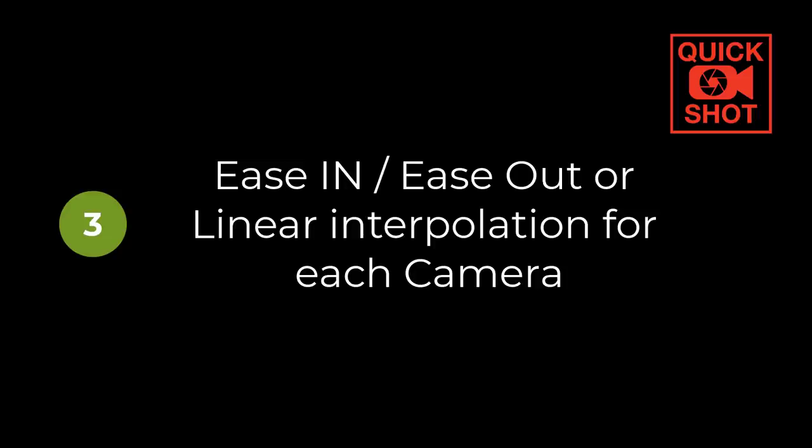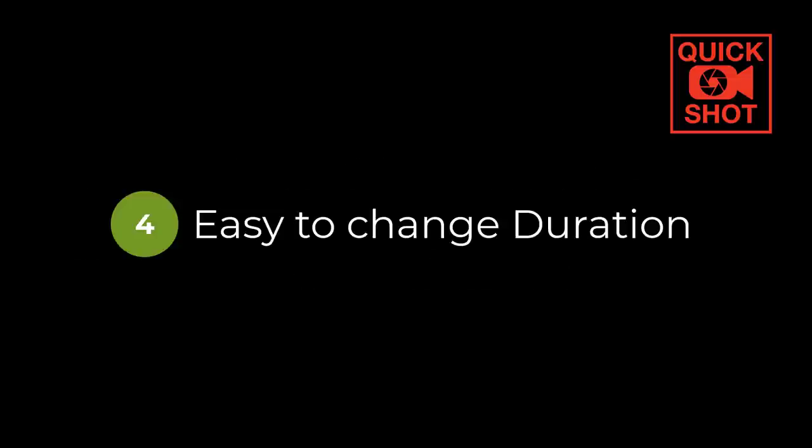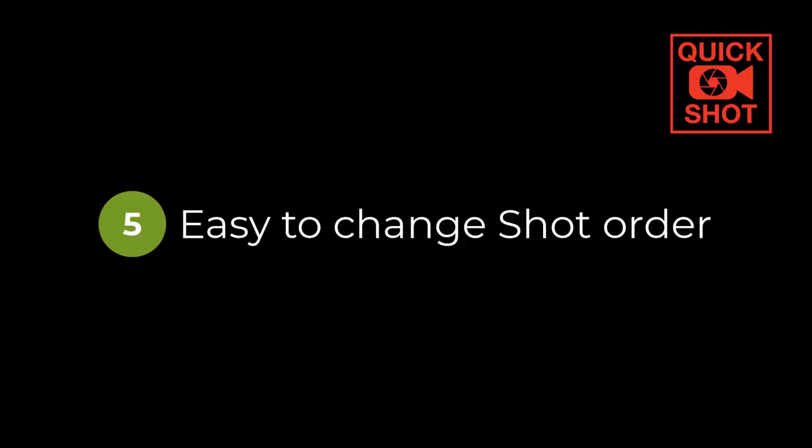Number three, allow for both spline-based and linear interpolation, which just means you can have the camera motion ease in and ease out or travel at a fixed rate. Number four, make it easy to change the shot duration at any time with all the cameras and timelines instantly being updated. And number five, easily change the shot order at any time with the timeline being instantly updated as well. So let's take a look at the interface and see how simple it is to create multi-shot animations.